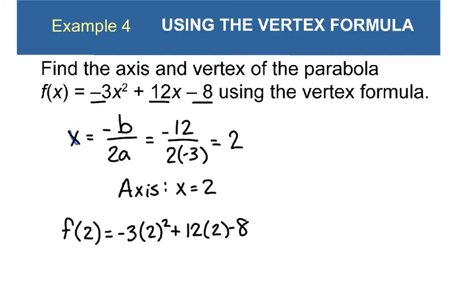Okay, if we evaluate that, we are going to get 4. So our vertex is at (2, 4). There you have it. That's using our vertex formula.